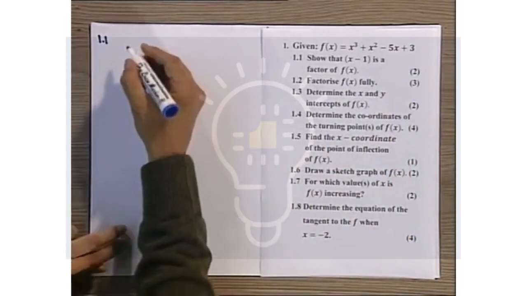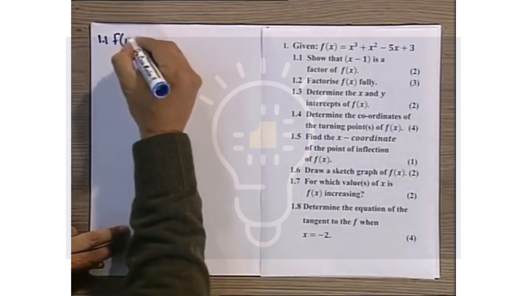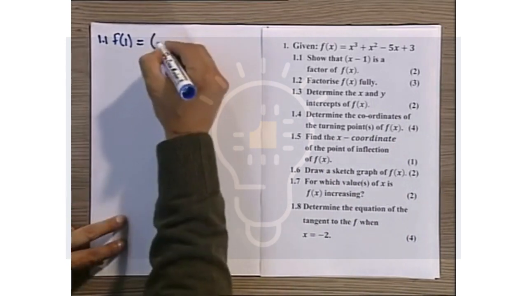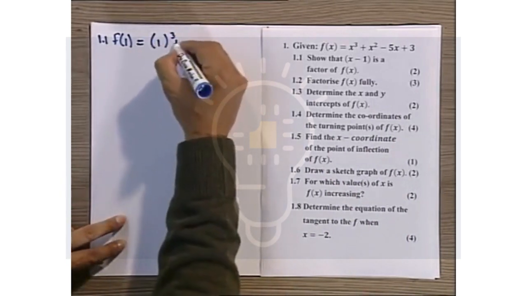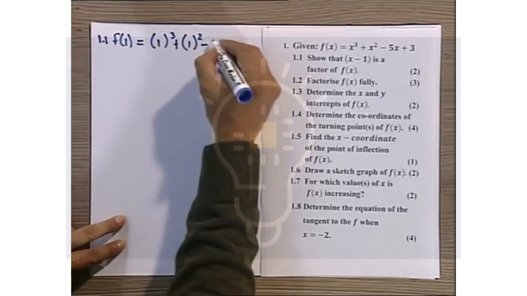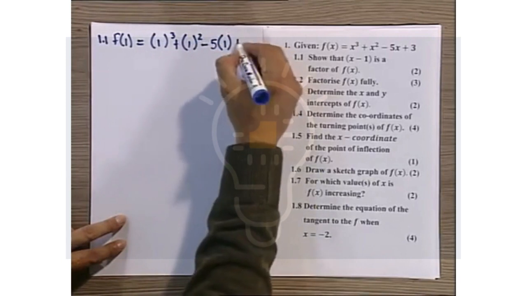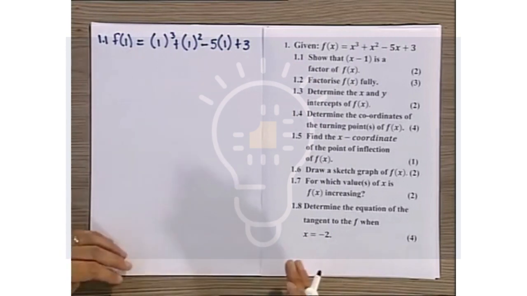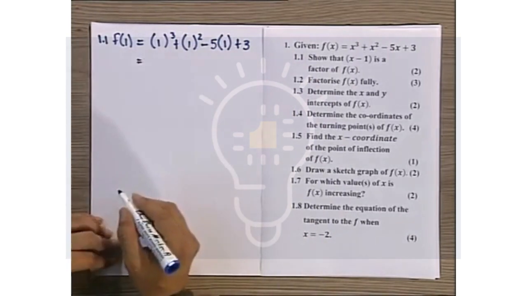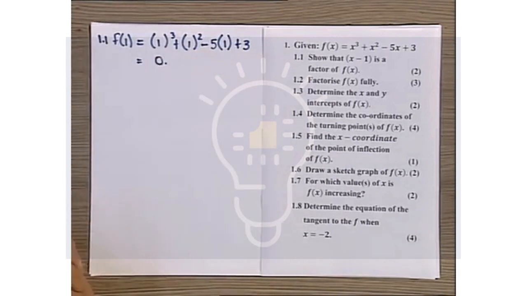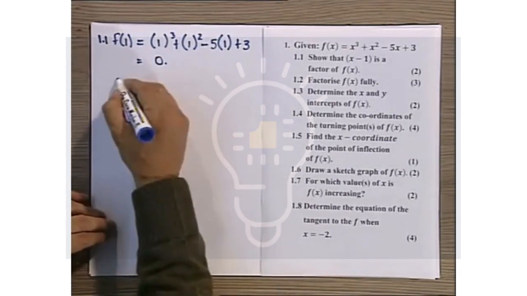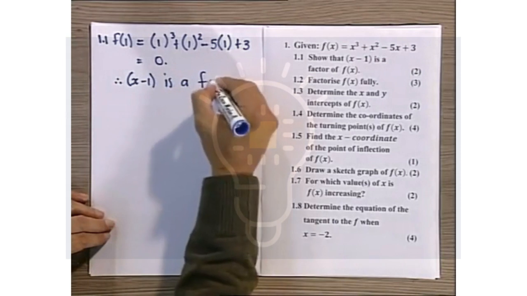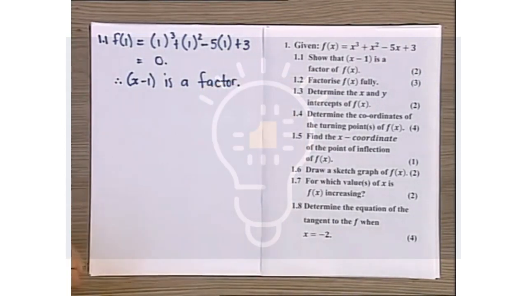So what it says, wherever I see x, I'm going to substitute that with 1. So I will have 1 cubed plus 1 squared minus 5, that's also 1, and plus 3. And please make use of your calculator to assist you. It will make your life a bit easier, right? If we put that in the calculator, the answer is equal to 0. So what does that mean? Therefore, x minus 1 is a factor. You see, these are easy marks if we just get the understanding.